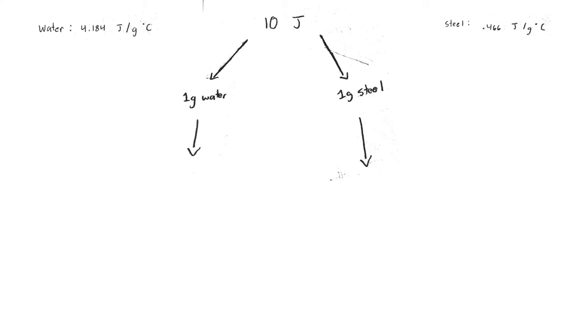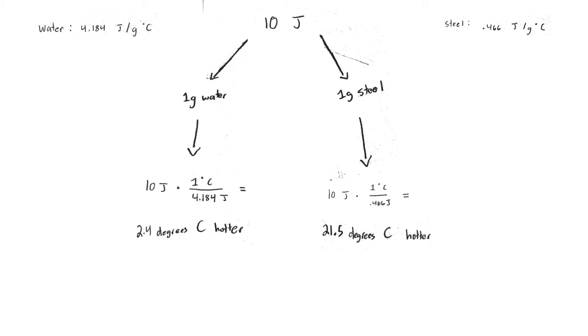So, let's say I have 1 gram of water and 1 gram of steel. If I applied 10 joules of energy to both these samples, which one do you think would change the most in temperature? Take a moment to think about this. Steel would change the most in temperature. It changes almost 10 times as much as water does. And this should make sense.